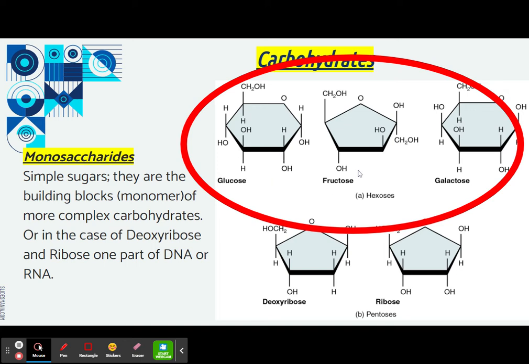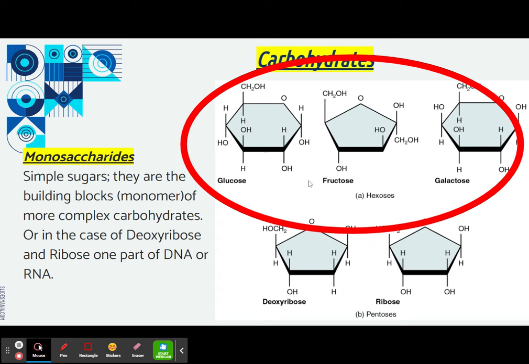All right, so they're the monomer unit of more complex carbohydrates. In the case of deoxyribose and ribose, these are pentoses. Hexoses is 6, pentoses is 5. I was looking at fructose. But actually fructose has got 6 because there's a 6th one right there.